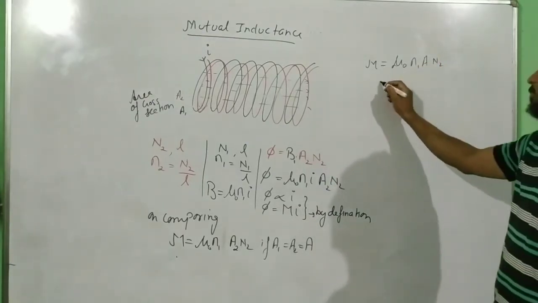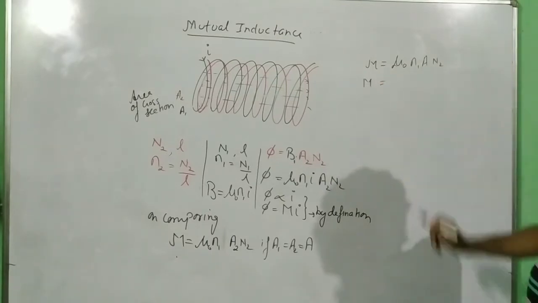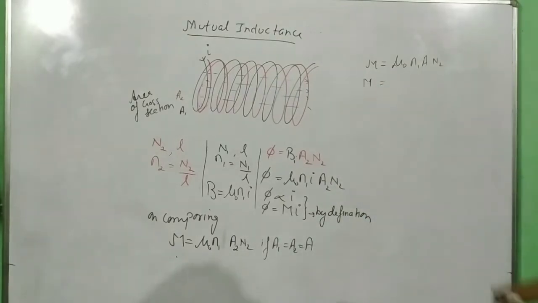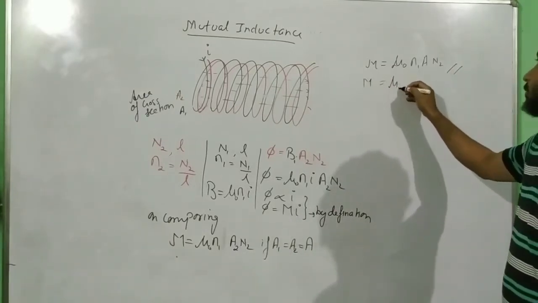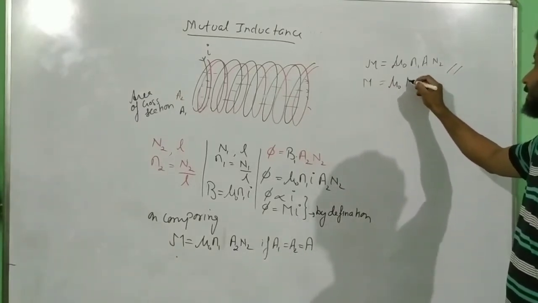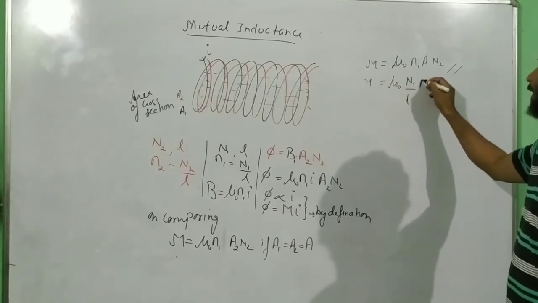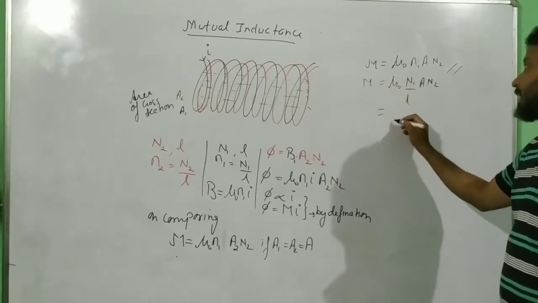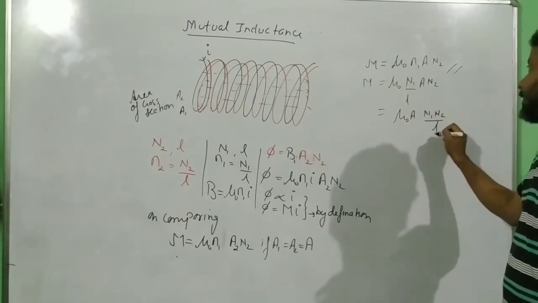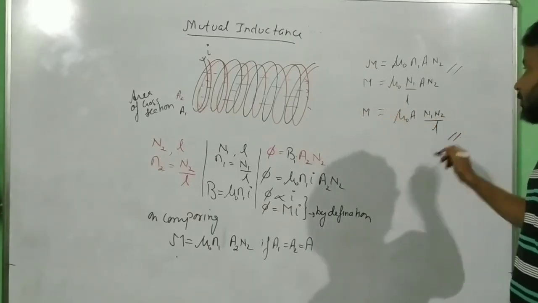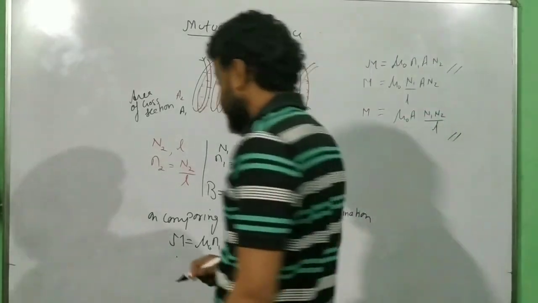Now here we do one more thing in order to make it look good. This is one way, absolutely no problem. You can also write it another way. Can I write n1 as capital N1 by L, and then rearrange the terms as mu naught A N1 N2 by L. This is also the coefficient of mutual inductance.